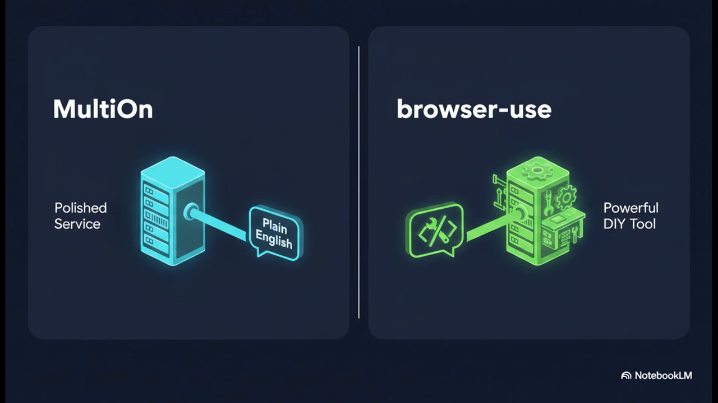This is your paid agent. It's a professional API-first service. You literally just tell it what to do in plain English and it gets to work. On the other side is Browser Use. This is our free intern. It's an open-source Python library that you set up and run yourself. It is incredibly powerful and you have total control, but you're the manager. You have to provide the training and the workspace.